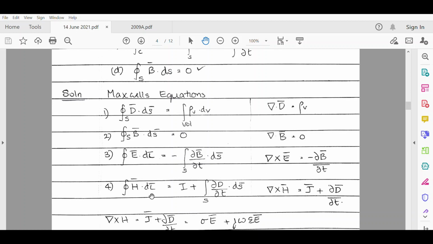And in the fourth equation we have the line integral of magnetic field intensity is equal to the current plus the surface integral of the derivative of electric flux density with respect to time, or in point form, the curl of the magnetic field intensity is equal to the current density plus the time derivative of the electric flux density.